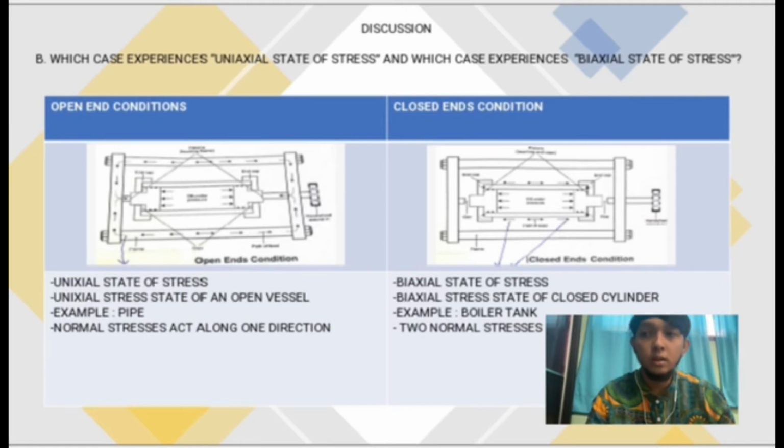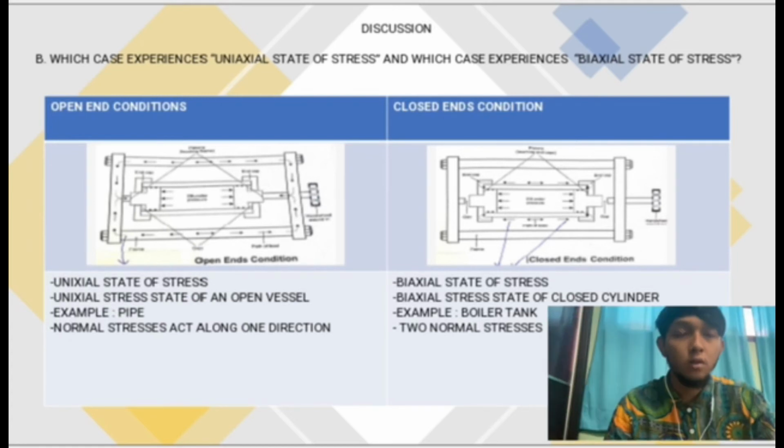So today I'm going to share about the discussion for question B. The question is, which case experiences uniaxial state of stress and which case experiences biaxial state of stress? From these two cases, we get to know that there is open end and closed end condition. For open end condition, it will experience a uniaxial state of stress, while closed end will experience a biaxial state of stress.